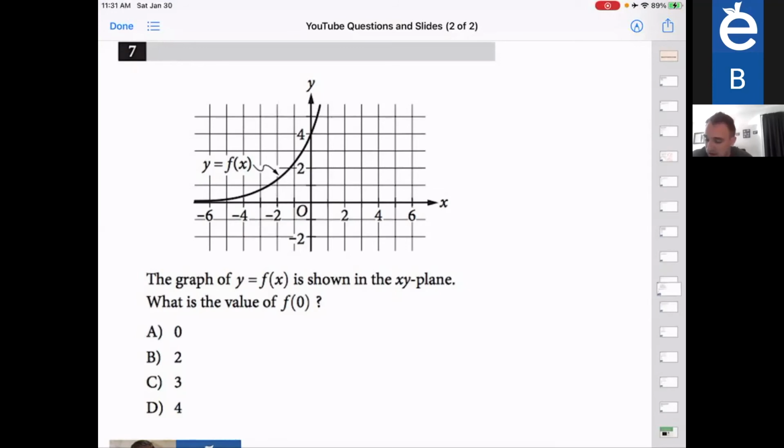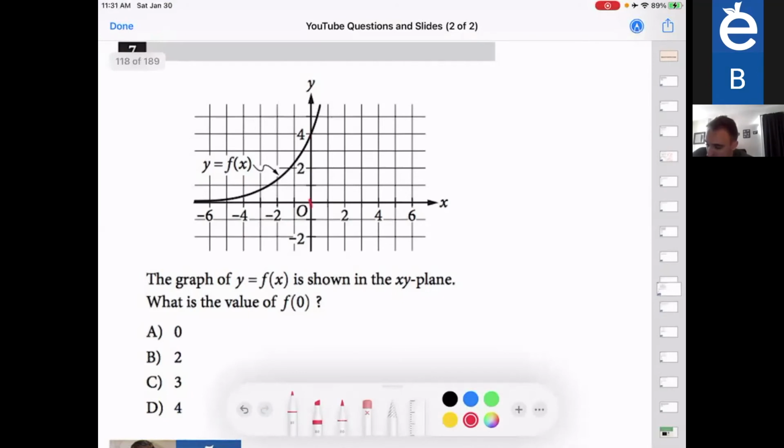Well, if we look at this graphically, the point where our x value is equal to 0 would be right here along the y-axis. We can clearly see that the graph intercepts this point right there. The graph intercepts the y-axis at that point. That point is 0, 4, right? And they're asking, what is the value of f of 0? Well, it's 4. It's the y value there. So that is D.